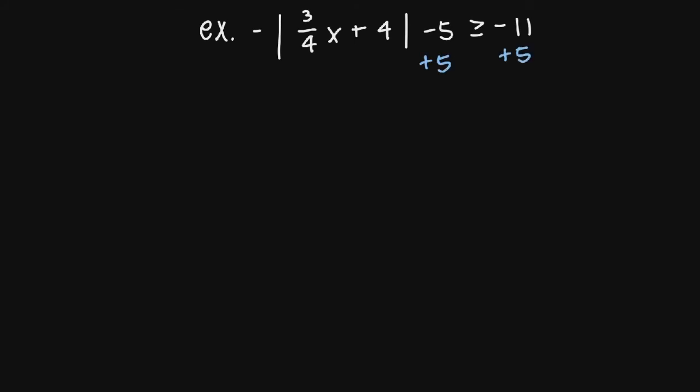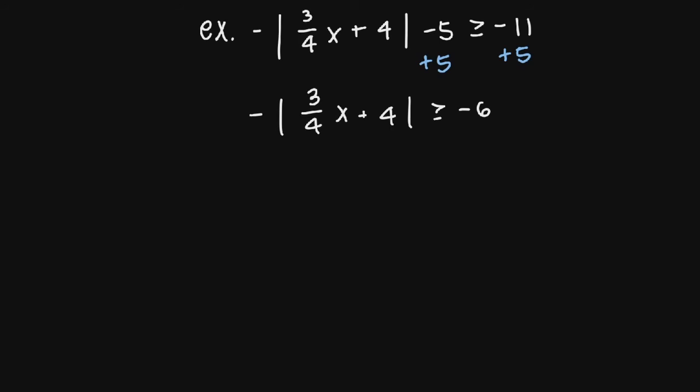Okay, we'll do one more example. So if we have negative the absolute value of 3 over 4x plus 4, minus 5, is greater than or equal to negative 11. The first step is to isolate the absolute value. And then we get negative the absolute value of 3 over 4x plus 4 is greater than or equal to negative 6.